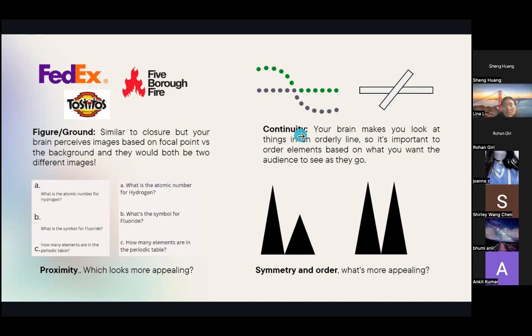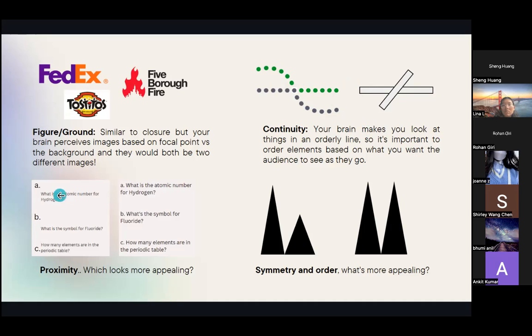Now for continuity, your brain makes you look at things in an orderly line. So it's very important to organize elements based on what you want the audience to see as they go. Even though there are different colors, your brain is still going to see this squiggly line, even though this half and this half are not really the same color, because it's overlapping. Your brain perceives it as overlapping this straight line. Same thing for this, it's overlapping because there's a line over it.